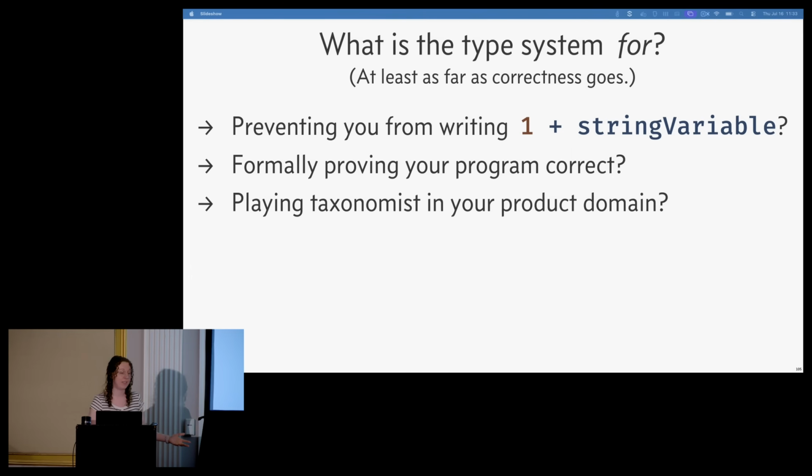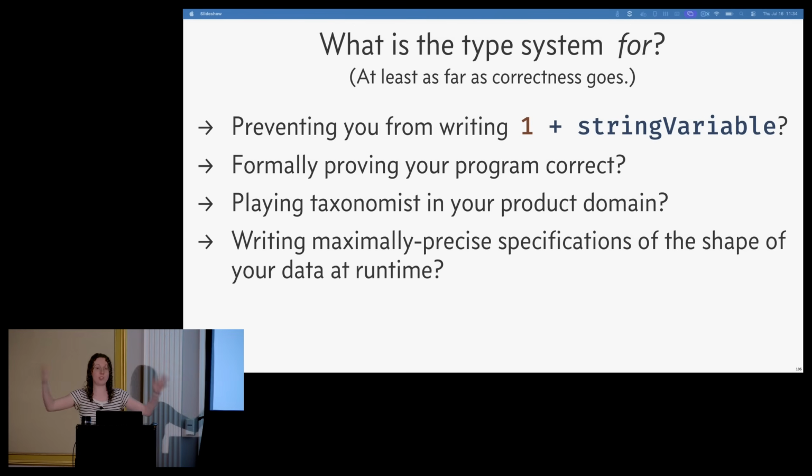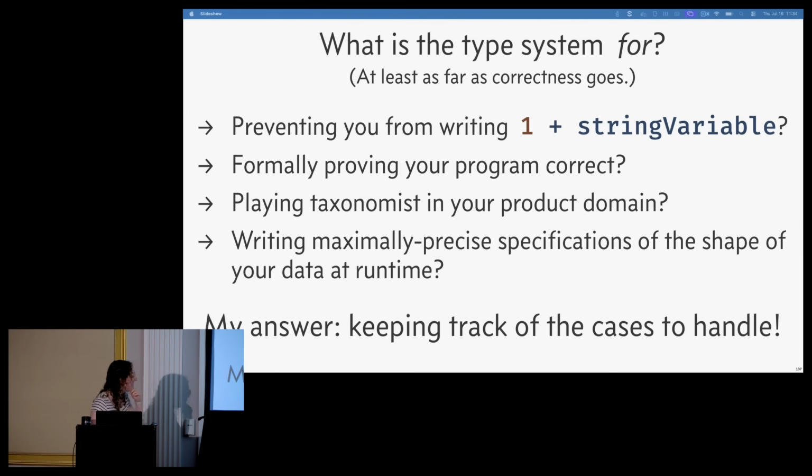So I think the most common answer I get these days, especially from TypeScript programmers, is, well, the ideal is just to write the right type of my data, right? I want to have the maximally precise specification, and the fancier the type system gets, the more precise I can make my types, and that's good. But I'm actually not sure that it's good. In fact, I think the answer that I give is much simpler than this, which is just that the type system keeps track of the different cases that you have to handle in your code.